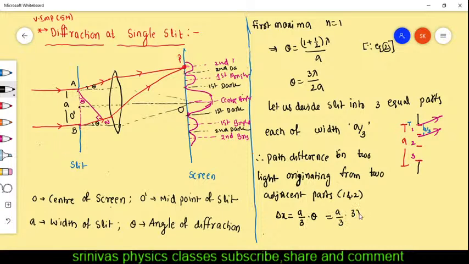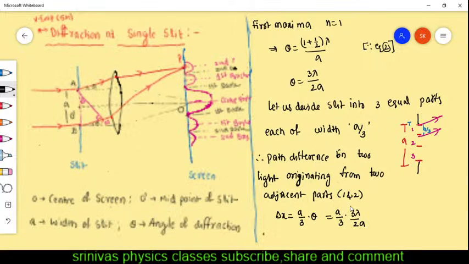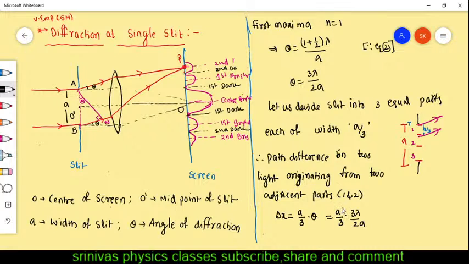Theta we write as 3 lambda by 2a, which we got just now. Then you cancel it. Finally, we get lambda by 2. Path difference lambda by 2 means what is the phase difference? Phase difference is pi.